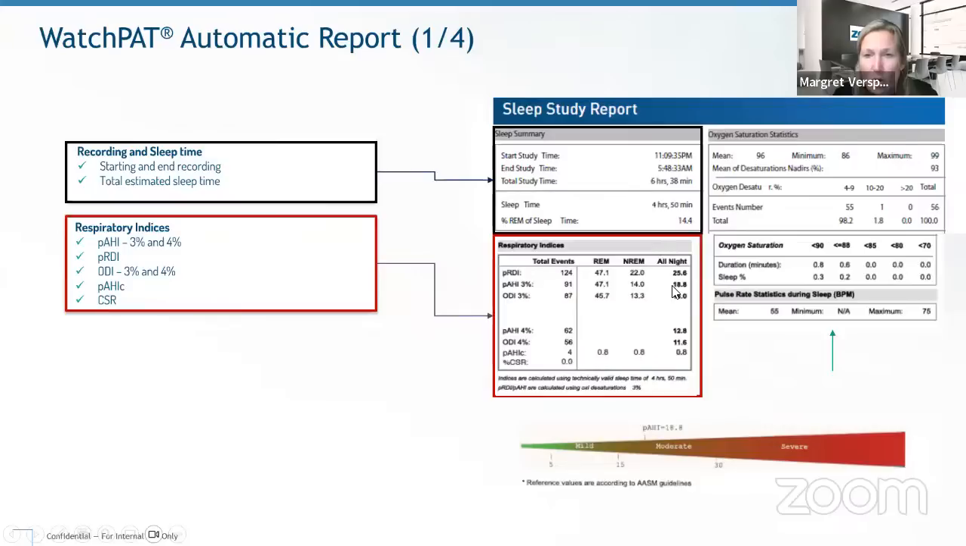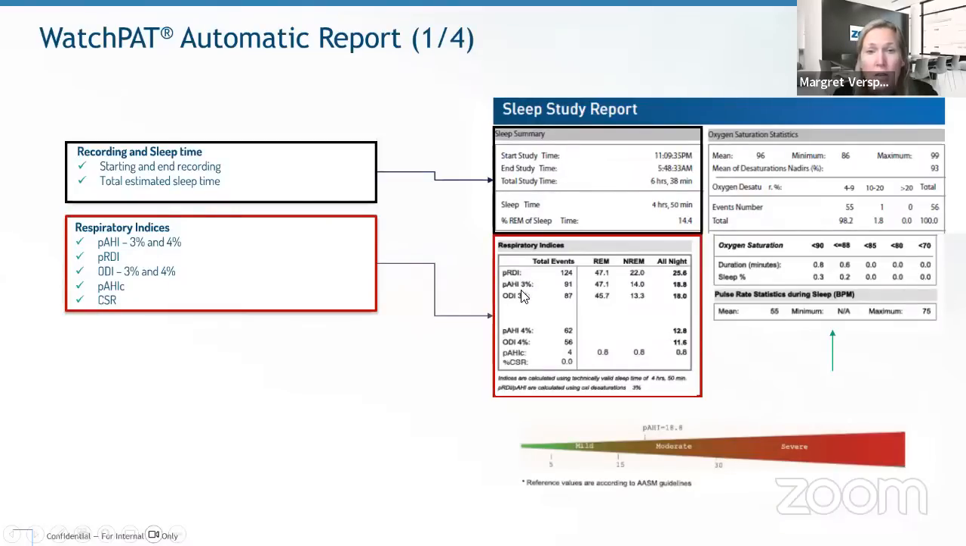This is the index, the all-night index. So what we see here is all night, based on the total sleep time. Over the whole night, the patient has 18.8 apnea-hypopnea events per hour, calculated with 3% desaturations. When you calculate with 4% desaturations, it's of course lower, 12.8.